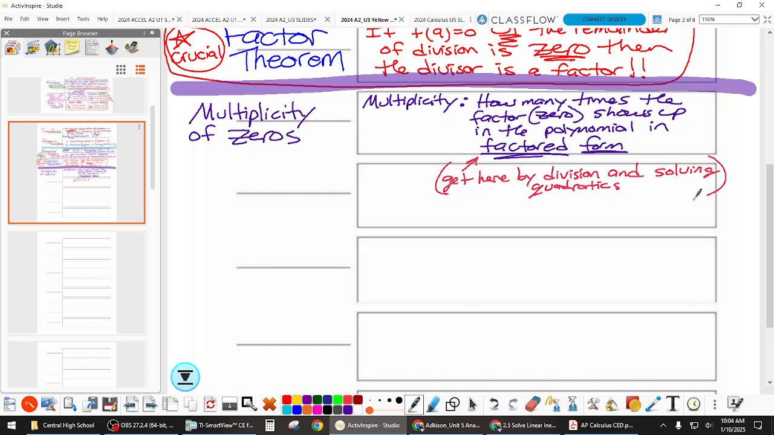All right, in here we're going to write down the 3 versions of multiplicity.